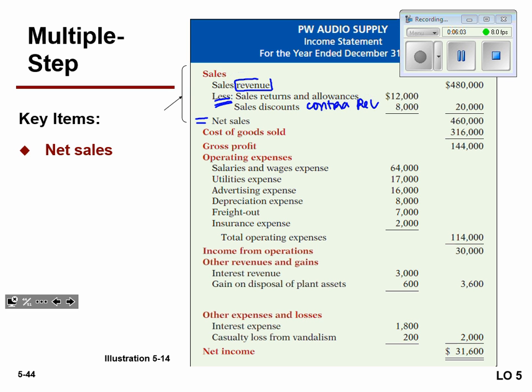Be careful to not put cost of goods sold up in net sales. If you're going to star anything on here, notice where cost of goods sold is. It's not up in the contra revenue section. So we say revenue minus our contra revenue equals net sales.